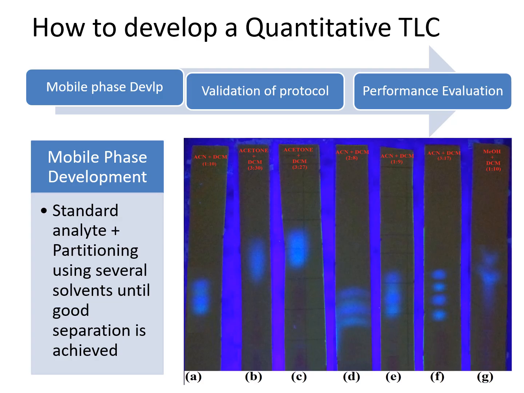Line A, the solvent system used is acetonitrile and dichloromethane in a ratio of 1:10. Line B, acetone and dichloromethane was used in a ratio of 3:30. Line C, acetone and dichloromethane was used in another ratio. Line D, E, F, G, and so on.